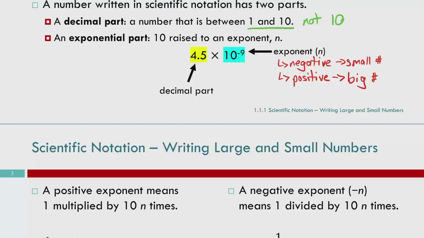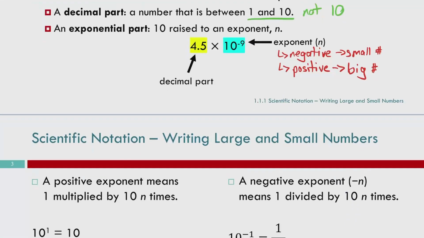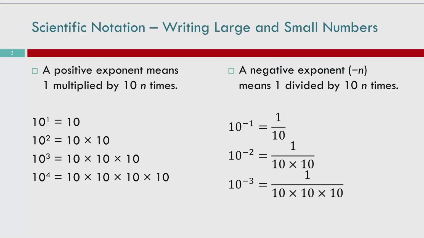A little bit of a review of exponents. A positive exponent means 1 multiplied by 10 n times. That's this 10 to the whatever power thing. A negative exponent means 1 divided by 10, however many times we have that exponent. So for example, 10 to the 1 means 10. 10 to the 2 means 10 times 10. There's two 10s. 10 to the 3, we've got 3 10s. 10 to the 4, we've got 4 10s, and so on and so forth.